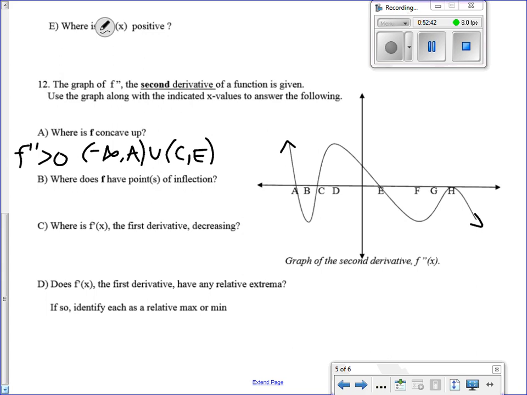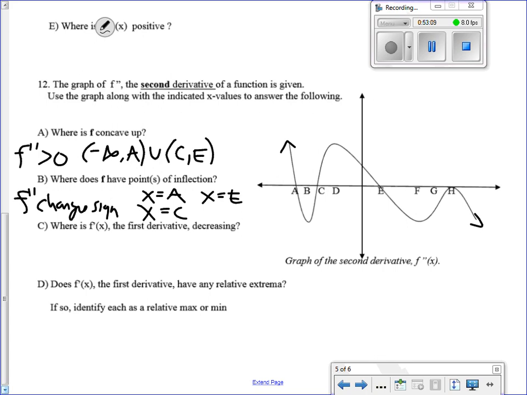Now, where does the function have points of inflection? Well, that's when the second derivative changes sign, and this is the second derivative. So it changes sign at a, so x equals a, at c, x equals c, and at e, x equals e. Do not include h because it doesn't change sign there. It just goes to 0 and then it's negative again.